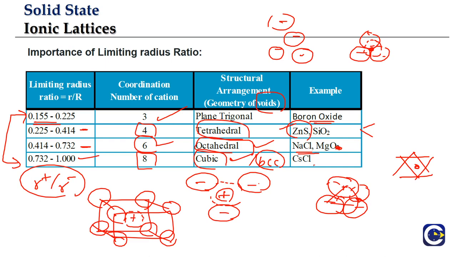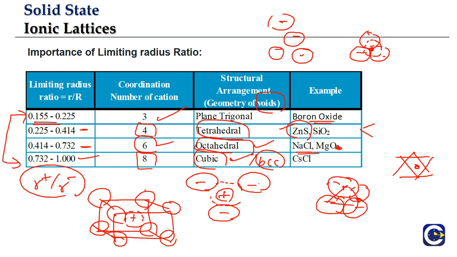Here it is not like that. The anions will be occupying the corners and the cation will be sitting at the body center. This is generally. We can also have cases where cations are occupying the corners and the anion will be sitting at the body center, vice versa. So this type of arrangement is what we call as the cesium chloride type of arrangement.